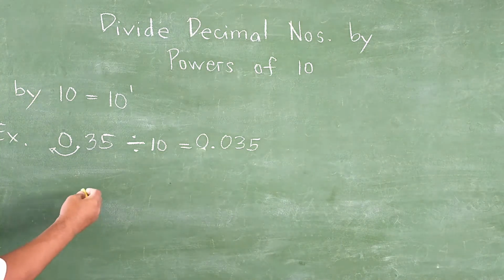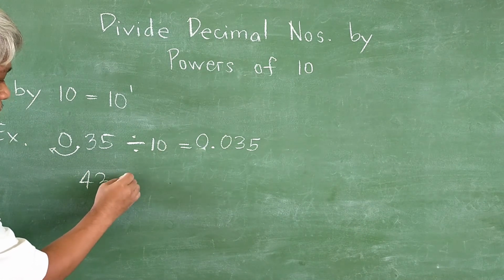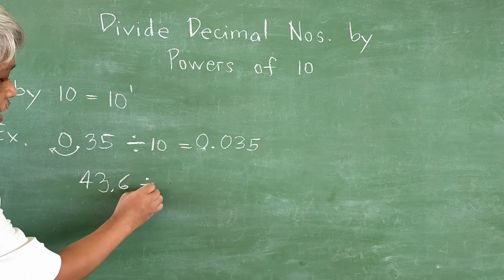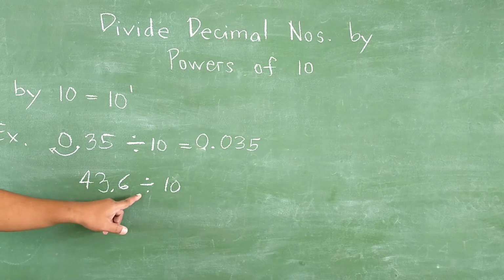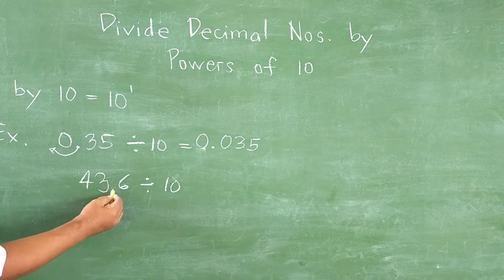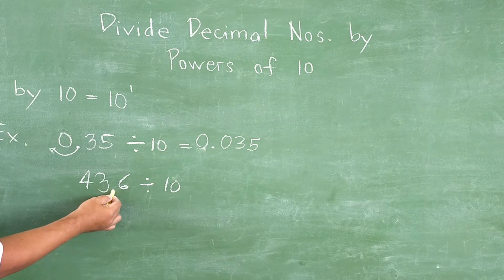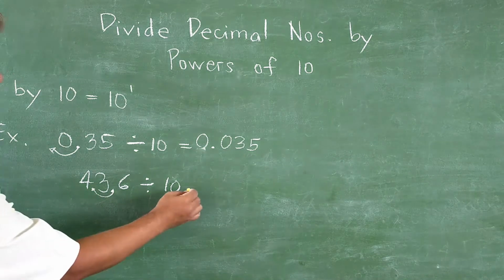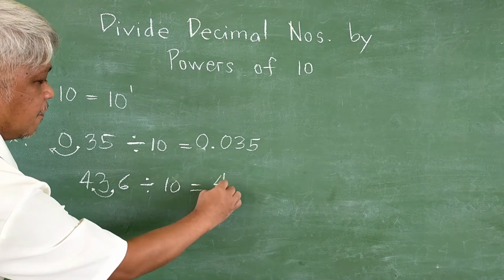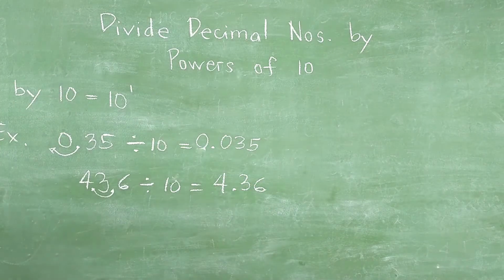Let us have another example. Suppose it is 43.6 divided by 10. So, what is 43.6 divided by 10? Sabi natin kanina, from the decimal point, imumove lang natin siya one place to the left. So, dito ngayon mapupunta ang decimal point. Meaning, the answer is 4.36. And this is the correct answer.